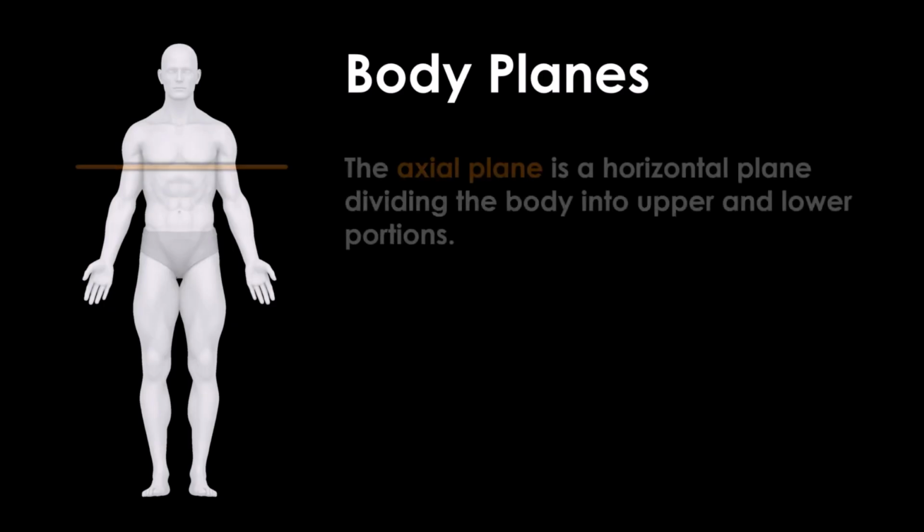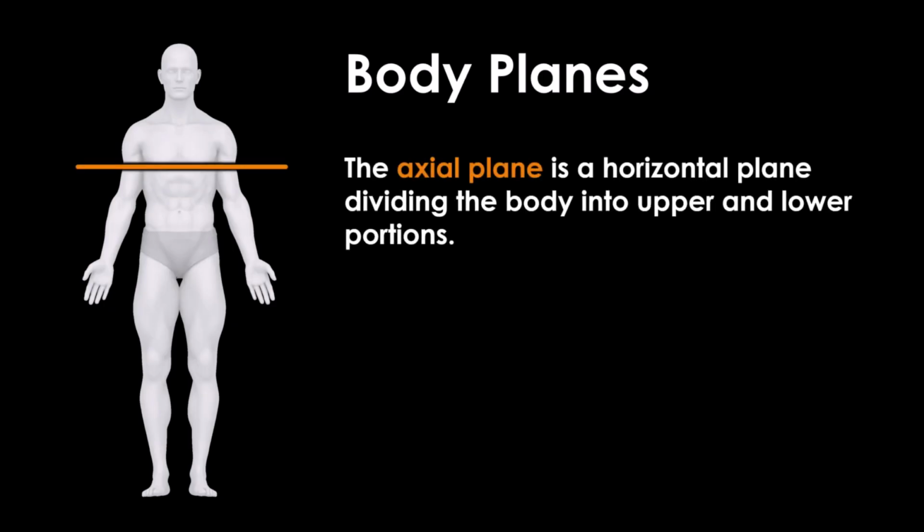Sectional images are routinely acquired and displayed according to one of the four fundamental planes of the body. The axial plane is a horizontal plane dividing the body into upper and lower portions, or you could say superior and inferior portions. Most CT images are initially acquired and reconstructed as a series of images in the axial plane.